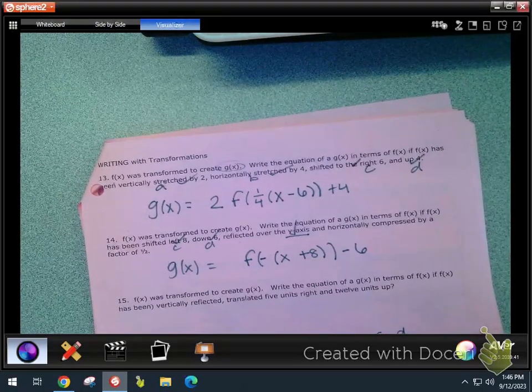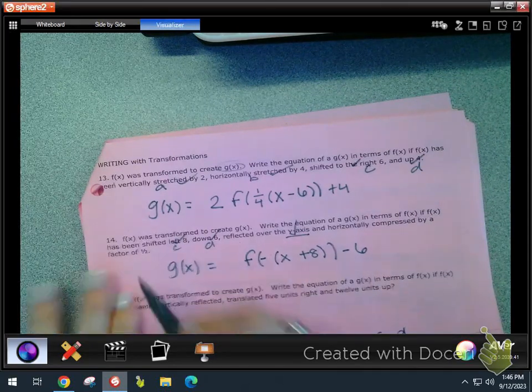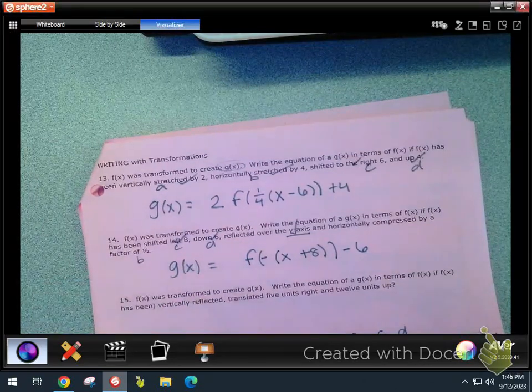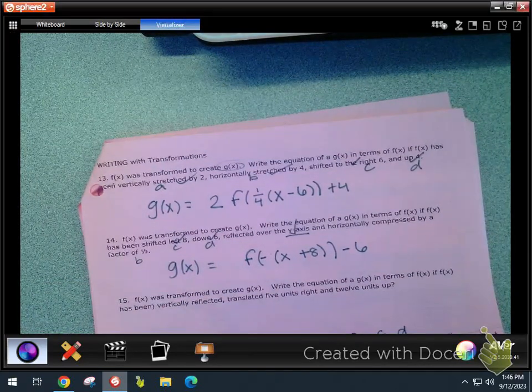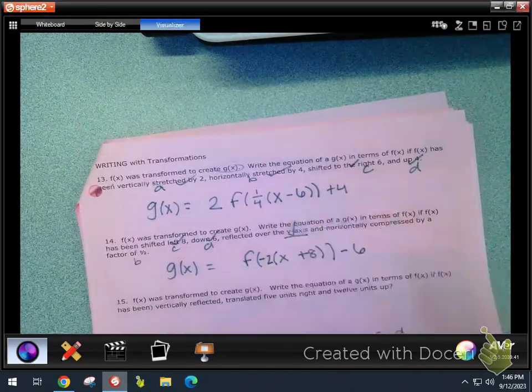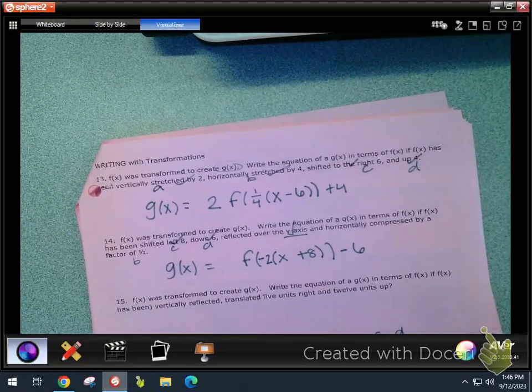I'm pretty sure it's worded reflect over the X or the Y. I don't think it's worded vertical or horizontal reflection. Horizontally compressed by a factor of 2. Is that an A or a B? A B, and I said positive. B. Do the reciprocal. The reciprocal of 1/2 is 2. And then you don't have an A value.